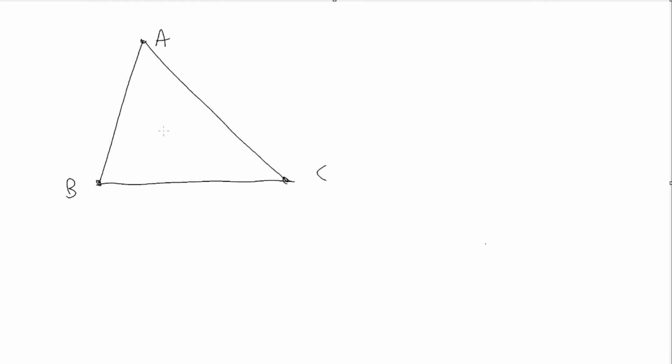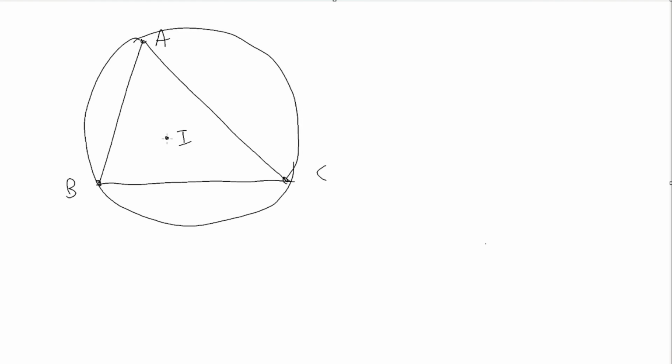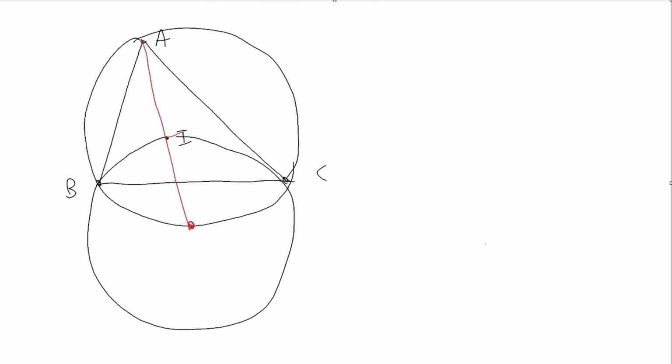Here's another configuration, this time involving the incenter. Suppose that we have a triangle ABC, and we have this incenter I. It's the intersection of the angle bisectors. Then if we draw in this circumcircle here, the center of this circle lies on the circumcircle of the triangle ABC. So one circumcenter lies on the other circumcircle. And moreover, it also lies on this angle bisector here.